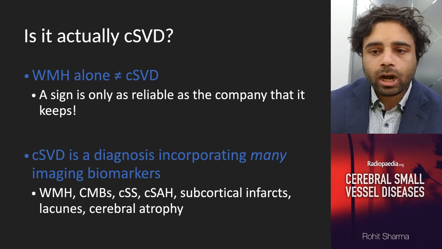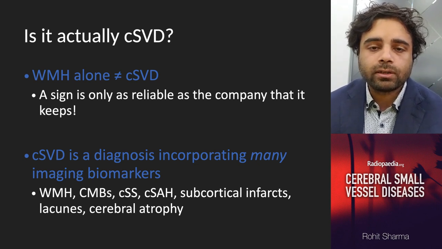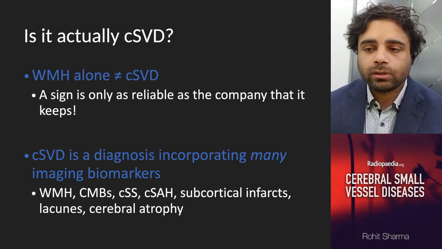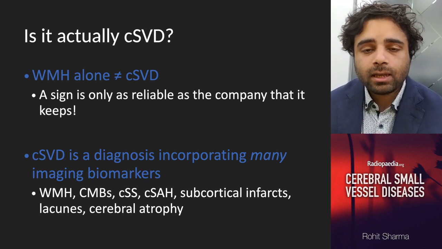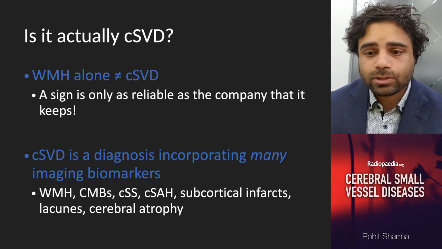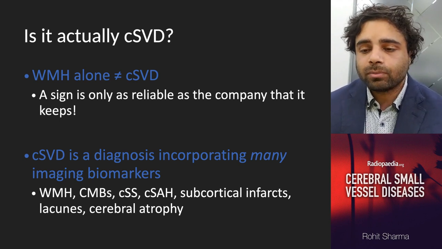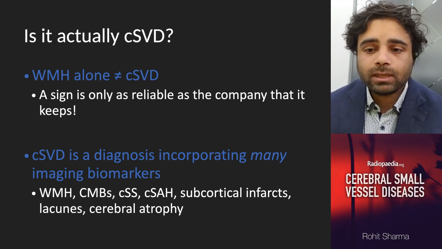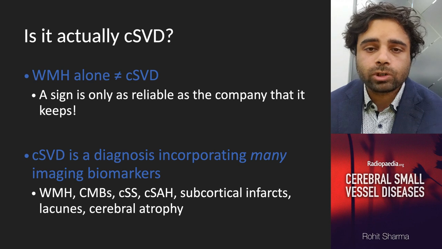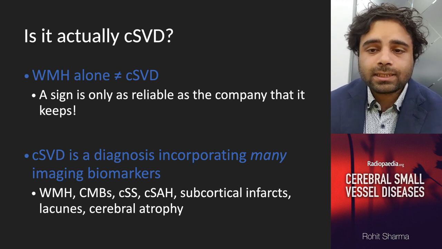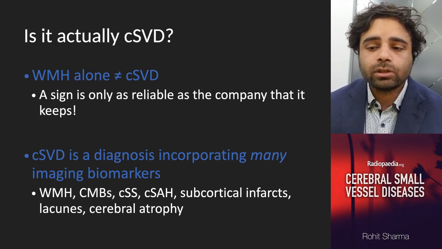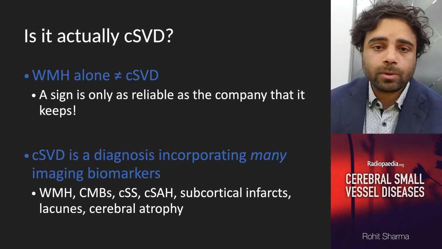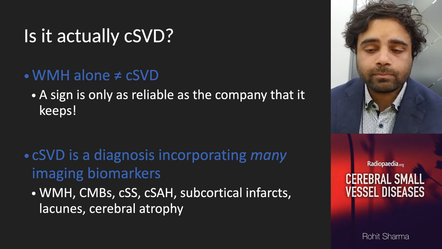well beyond just white matter hyperintensities, which although often the most common radiological stigmata on magnetic resonance imaging, is certainly only as reliable as the company that it keeps. And as Francis has brilliantly laid out in his talk, small vessel disease in the brain incorporates many imaging biomarkers. White matter hyperintensity is one of them, in addition to cerebral microbleeds, cortical superficial siderosis, convexity subarachnoid hemorrhage, subcortical infarcts, lacunes, and also cerebral atrophy. And it's really important that white matter hyperintensities are interpreted in the context of all of this company.